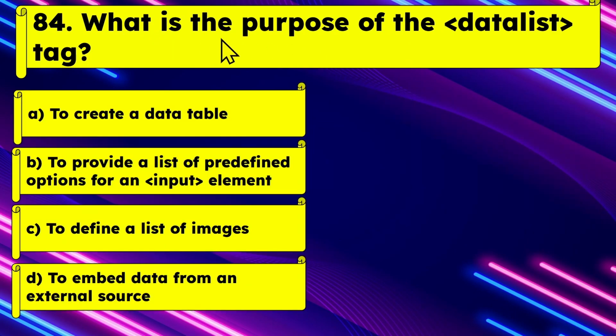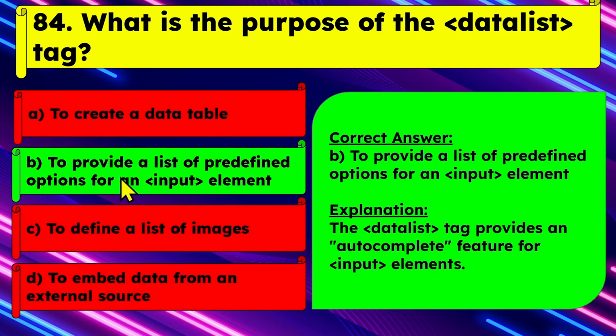Next question is, what is the purpose of the data list tag? Option A says to create a data table. Option B, to provide a list of predefined options for an input element. Option C says to define a list of images. And option D is to embed data from an external source. So here the correct answer is option B. As you can see, the data list tag provides an autocomplete feature for input elements.